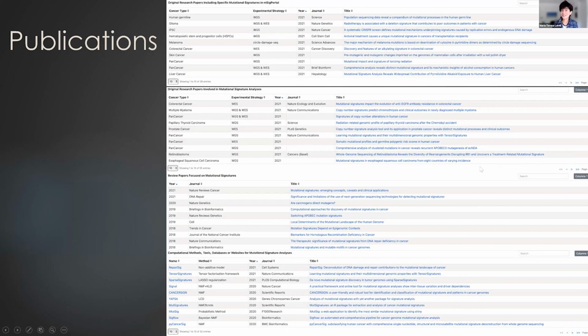And finally, there is a list of publications that we reported in the portal, not only those from which we derived all the signatures, but also reviews to have the state of the art on mutational signatures and the different computational approaches that are currently available. And again, we hope to be able to launch this in a few weeks for the research community and gather results from them and see whether this is useful and should be maintained.